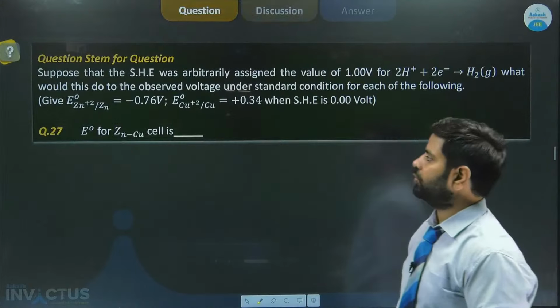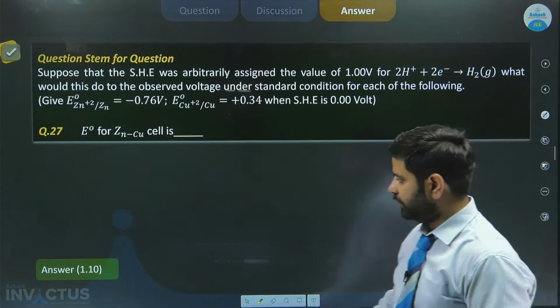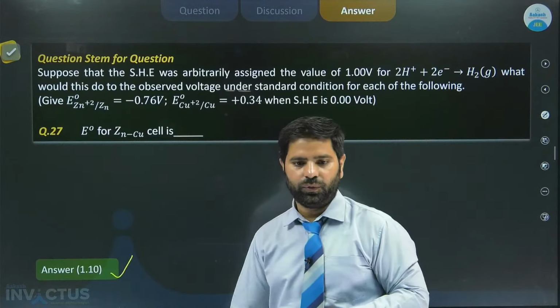Let's check the answer to this question. Yes, it is given 1.10 volt.